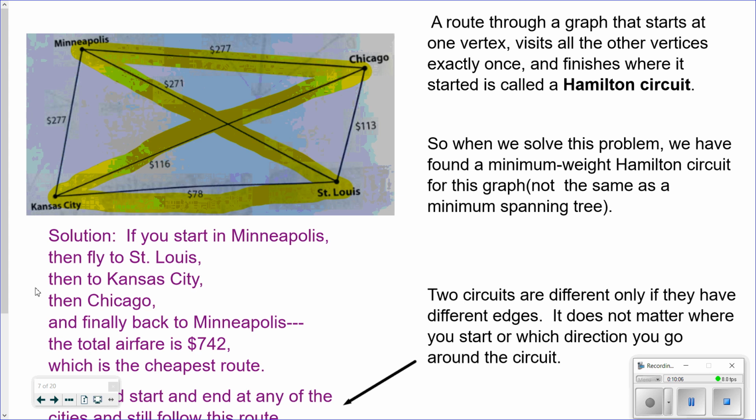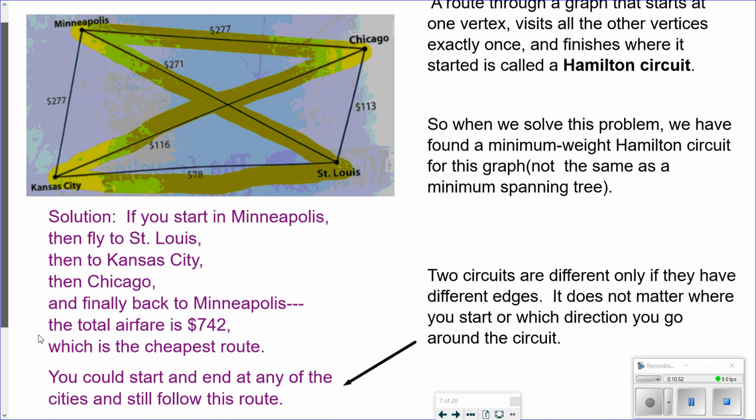So this yellow highlight is actually showing a solution to this problem. It says, if I start in Minneapolis, then go to St. Louis, then Kansas City, then Chicago, and finally back to Minneapolis, and I add all those up, the total airfare is $742, and that actually ends up being the cheapest route. So if you tried to find a different route and hit all four of those, you wouldn't end up finding anything less expensive than this. This is actually the solution to this vertex edge graph.